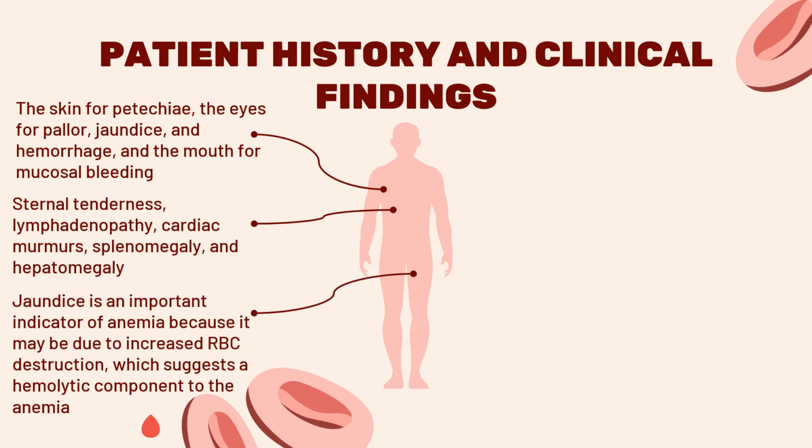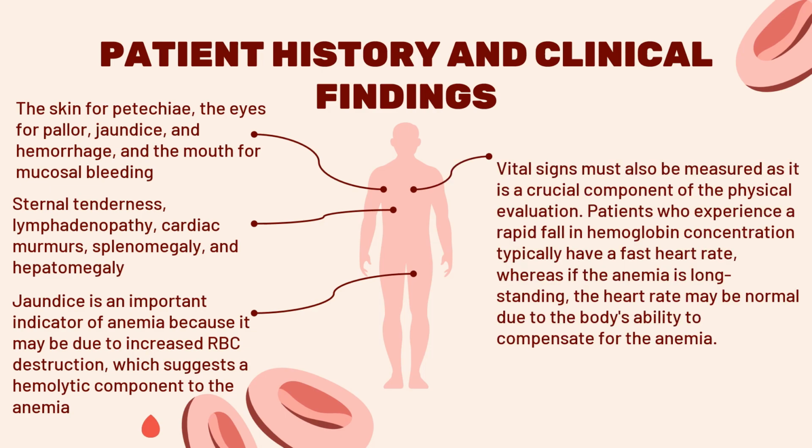Jaundice is an important indicator of anemia because it may be due to increased RBC destruction, which suggests a hemolytic component to the anemia. Vital signs must also be measured as it is a crucial component of the physical evaluation. Patients who experience a rapid fall in hemoglobin concentration typically have a fast heart rate, whereas if the anemia is long-standing, the heart rate may be normal due to the body's ability to compensate for the anemia.